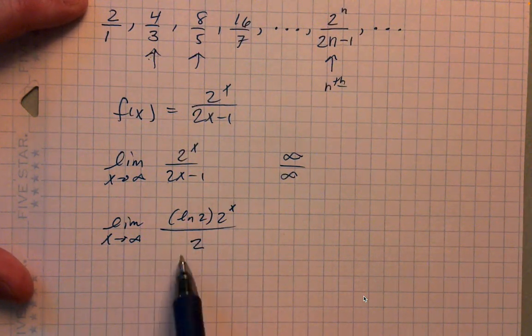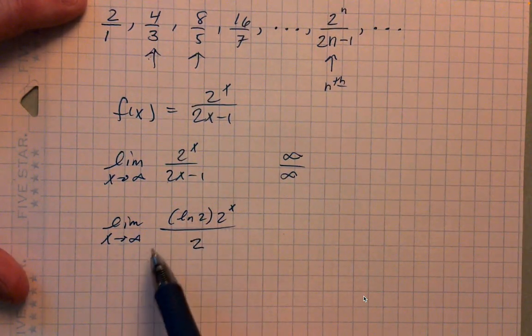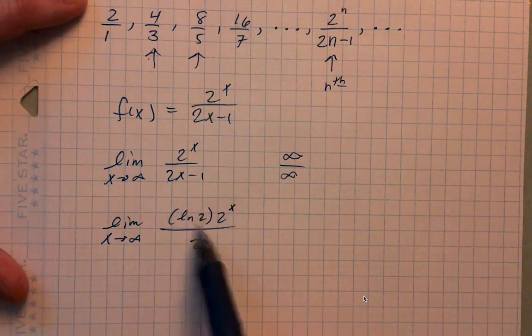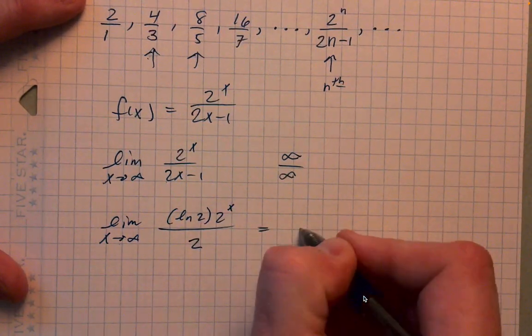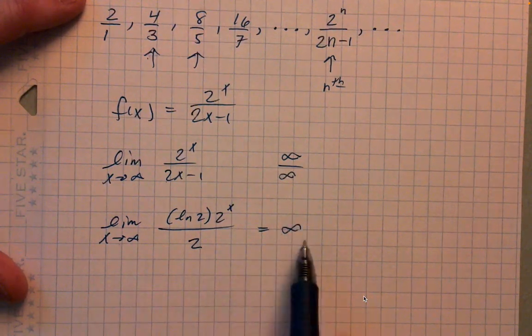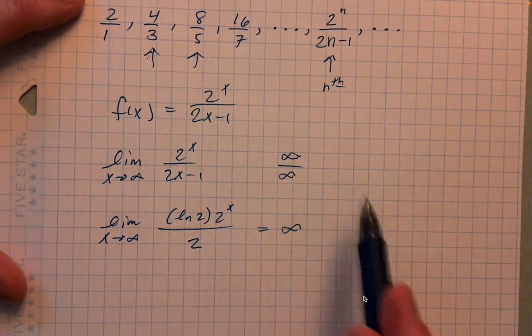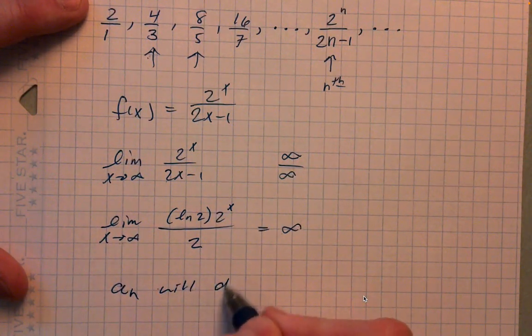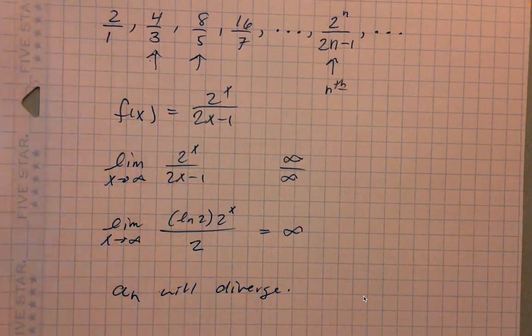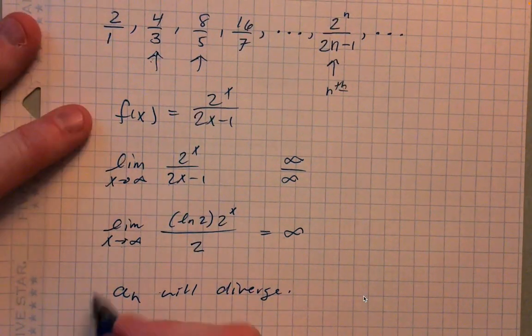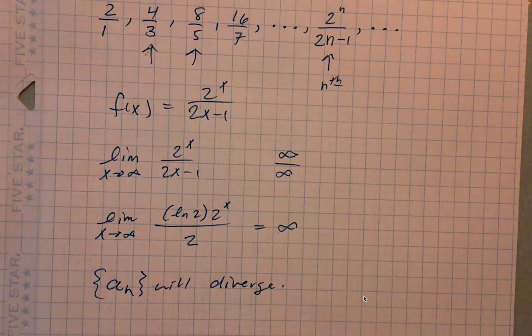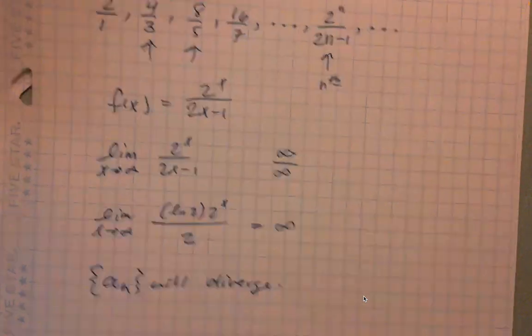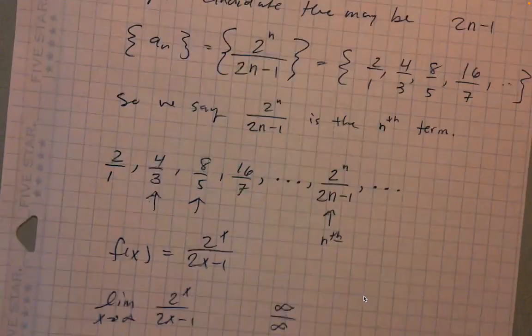Okay, now can we evaluate this? Yeah, now we get a clear form. The numerator is going to grow without bound, the denominator is constant at 2, and so this limit will be infinity. So it'll be an infinite limit, and that means a of n will diverge. So the sequence a of n will diverge. All right. The point of that example was to think about how to derive the nth term.